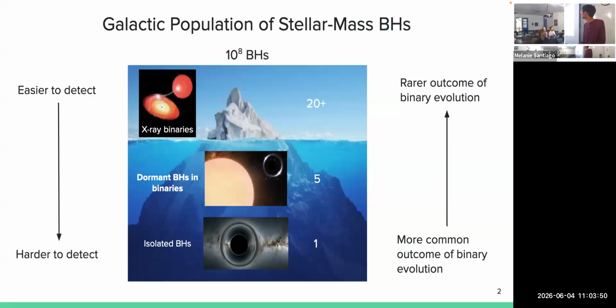Okay, yeah. So I want to begin with some context and motivation for why we should care. The goal here is to understand this galactic population of stellar mass black holes. We think there are around 100 million stellar mass black holes in our galaxy, but we don't really know much about their mass distribution, their velocity distribution, their binary fraction. The reason is that right now we're seeing a very small biased subset of that population. If the entire population is like an iceberg, we're only seeing the tip of the iceberg.